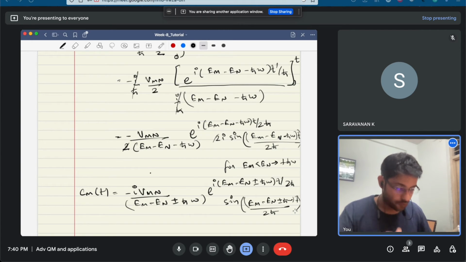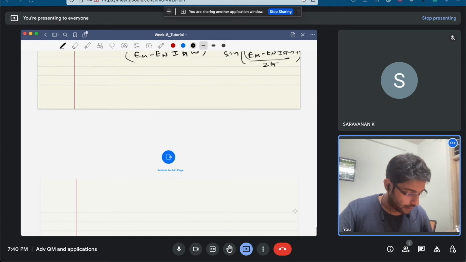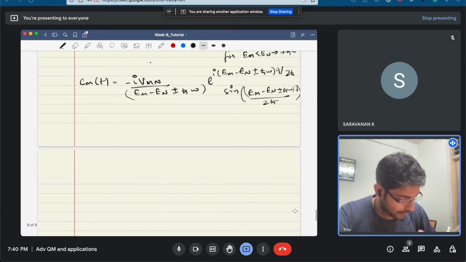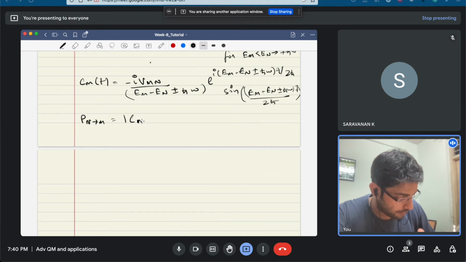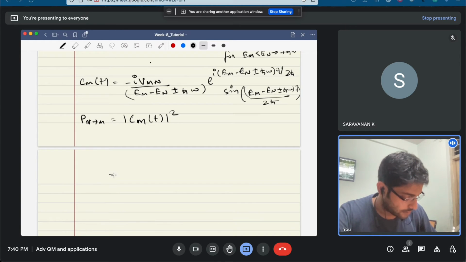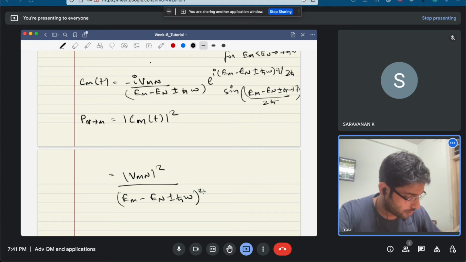Okay, so this is your Cm, and now you can directly calculate your transition probability for n to m, which is given by mod Cm of t squared, and this is written as mod Vmn squared over (Em minus En) squared, and you have a sine squared.